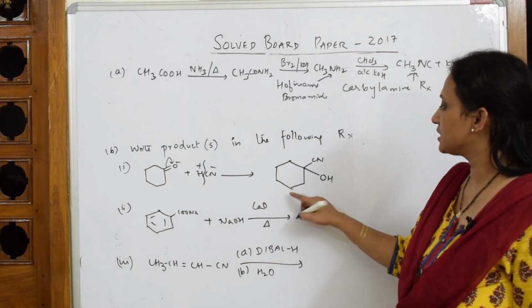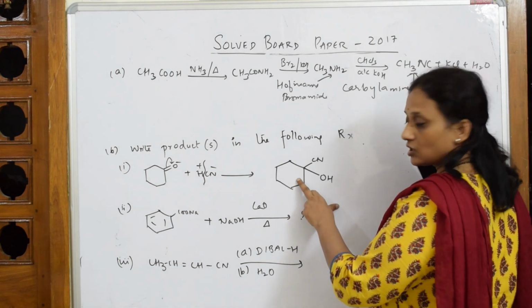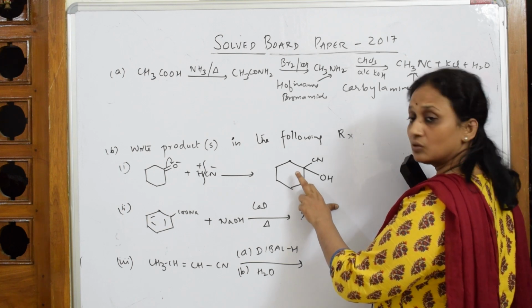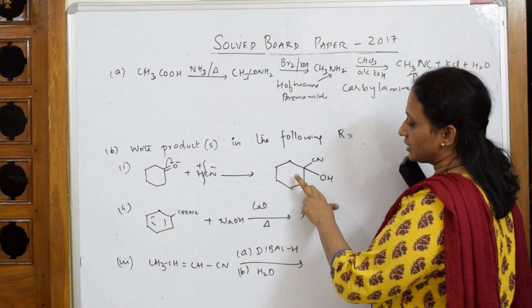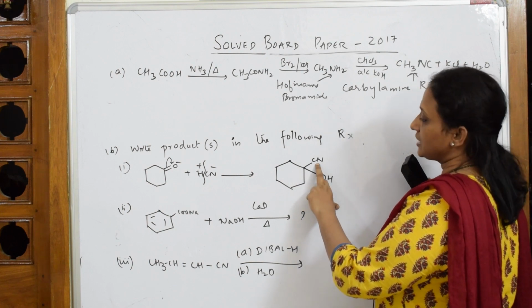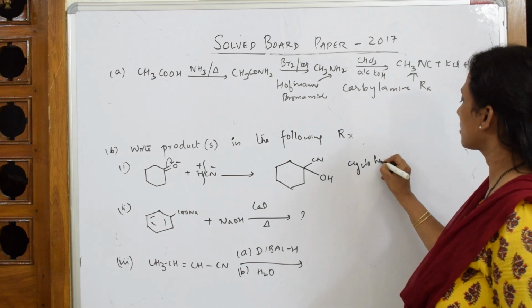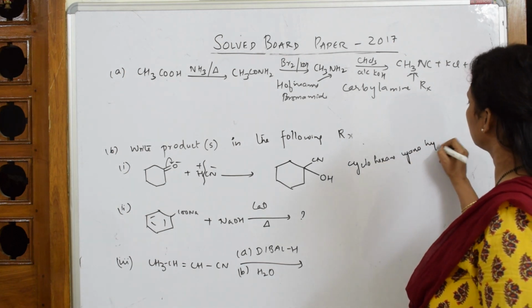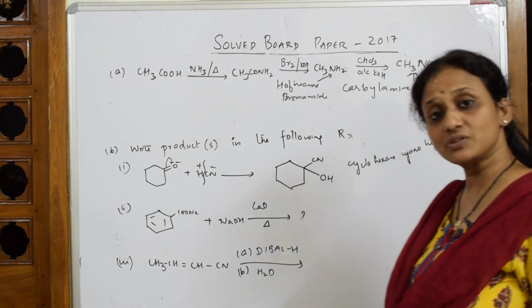So what is this? What is the name of the compound? Let me start like this. Cyclo, correct? So which hexone? Cyclohexanone. In this, what do you get? What did you get? Cyclohexanone cyanohydrin. So write down cyclohexanone cyanohydrin. That's it.